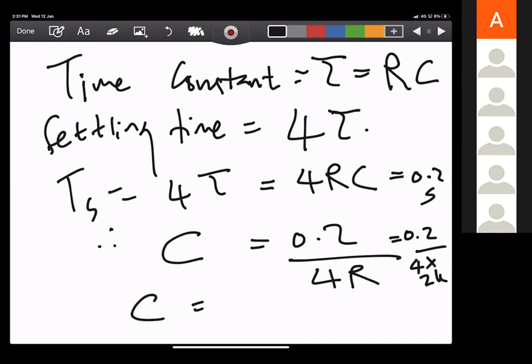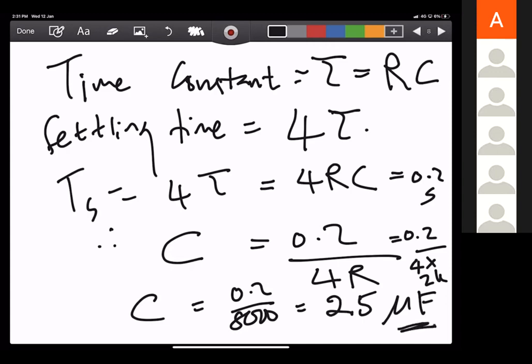0.2 divided by 4 multiplied by 2000. 0.2 divided by 8000 berapa? 2.5 darab 10 kuasa negatif 5. Jadikan dia 10 kuasa negatif 6 mikro, so 25 mikro. Mikro tu 10 kuasa berapa? Negatif 6.